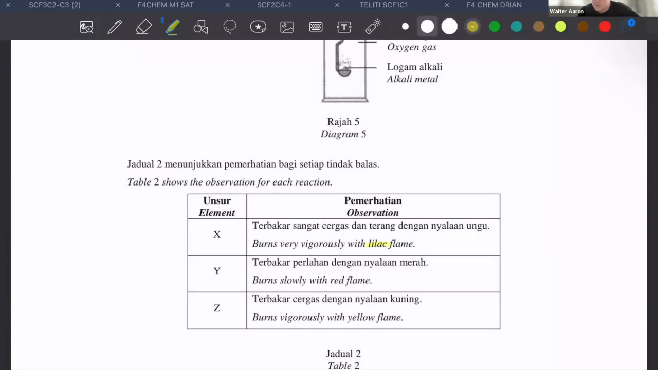So lilac is already an indication that X is supposed to be potassium. All right. And then Y here says burns slowly with red flame. So I think most likely this is lithium already, which has the lowest reactivity. And then Z burns vigorously with yellow flame. Then Z must most likely be sodium. Okay. So red flame is an indication of lithium. Yellow flame is an indication of sodium.